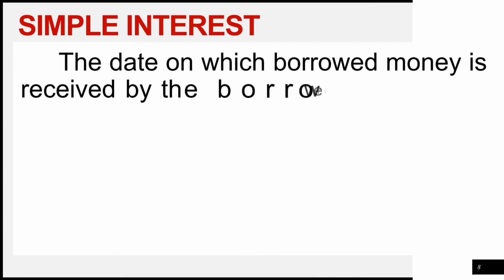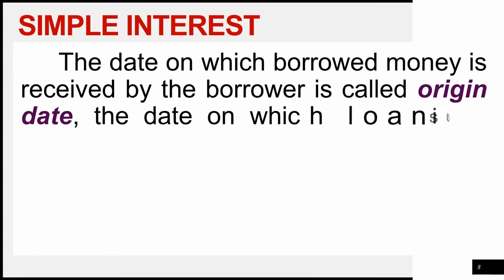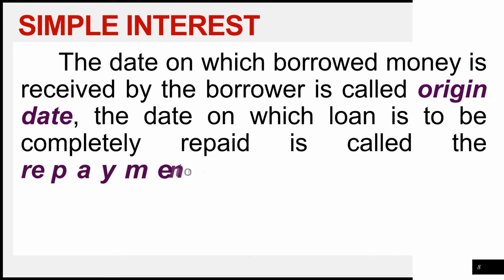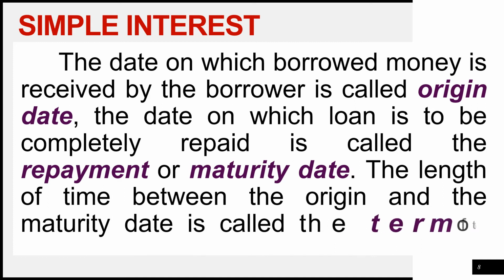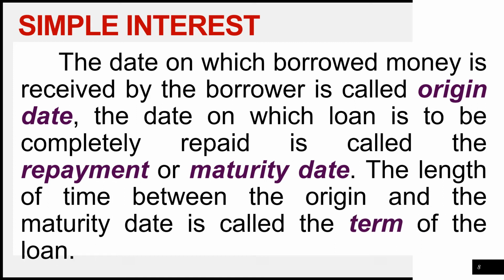Like what was mentioned earlier, the date on which borrowed money is received by the borrower is called the origin date. The date on which loan is to be completely repaid is called the repayment or maturity date. The length of time between the origin and the maturity date is called the term of the loan.